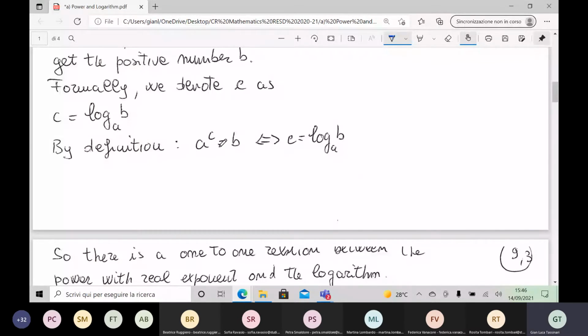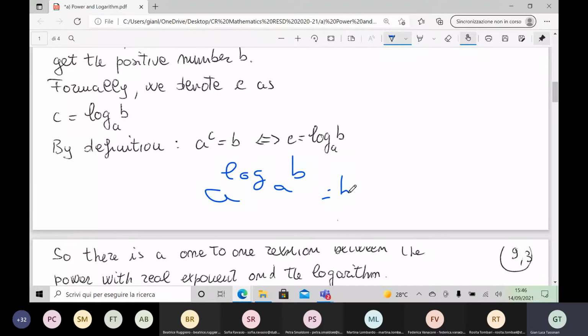I told you that by definition, the logarithm is the real number C you have to give to the basis A to get B, and can be denoted in this way by definition. So A is equal to what? A to the power C, but C is the logarithm with basis A of B. So I simply substituted into C its definition. So we have A to the power logarithm with basis A of B, and this is equal to what? B.